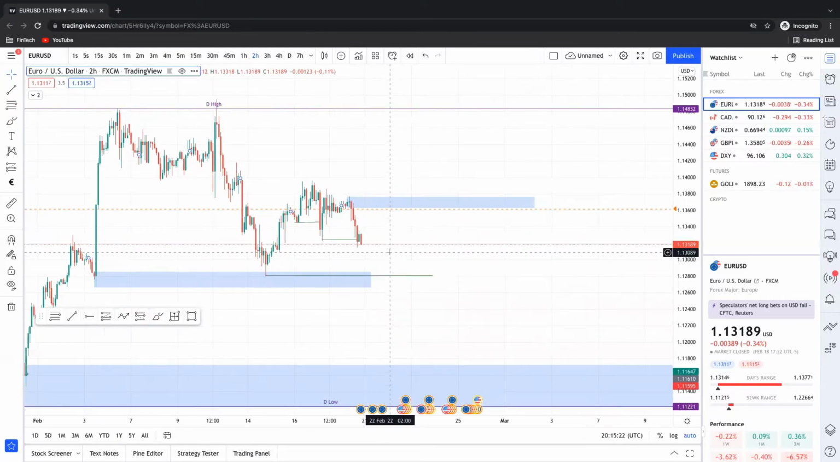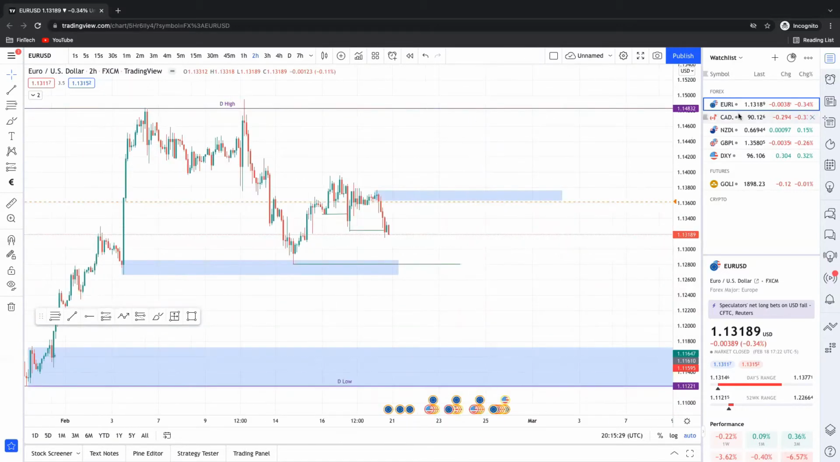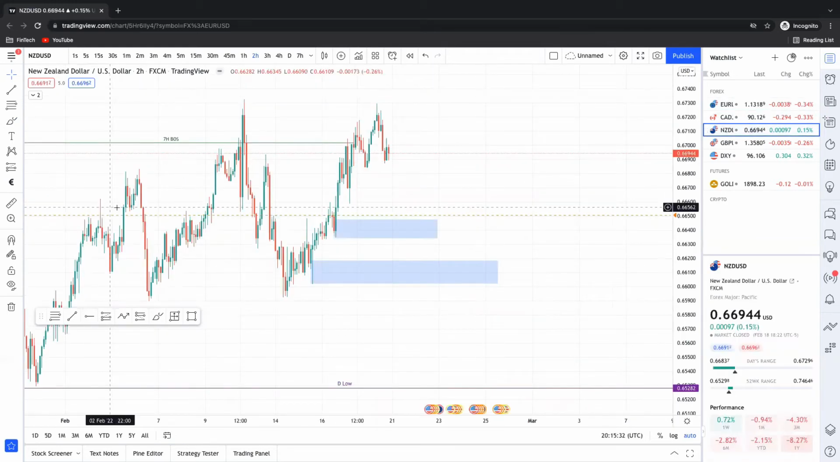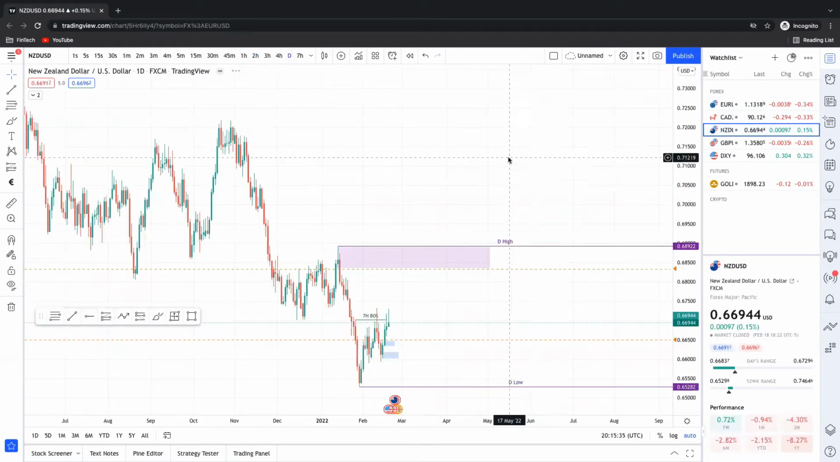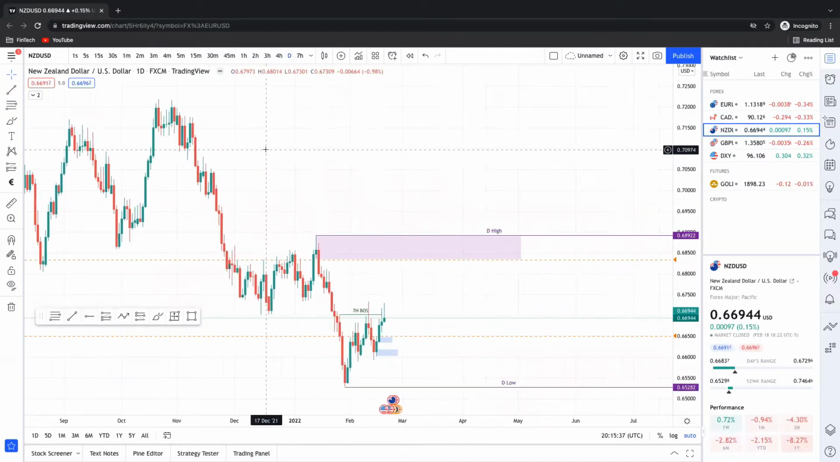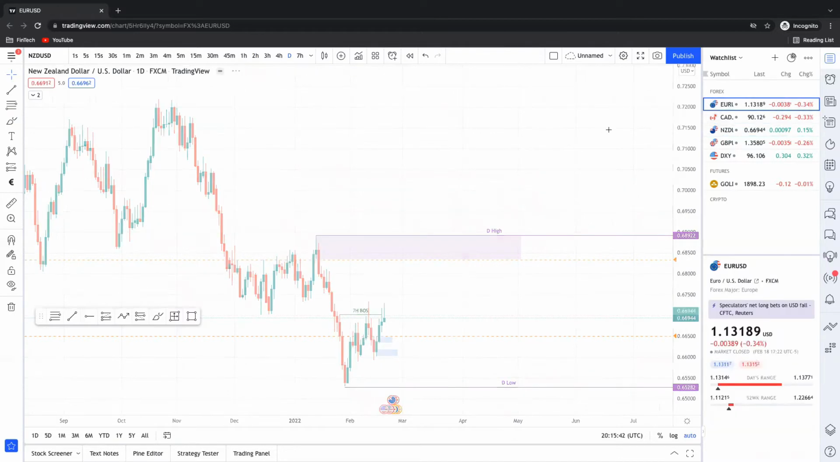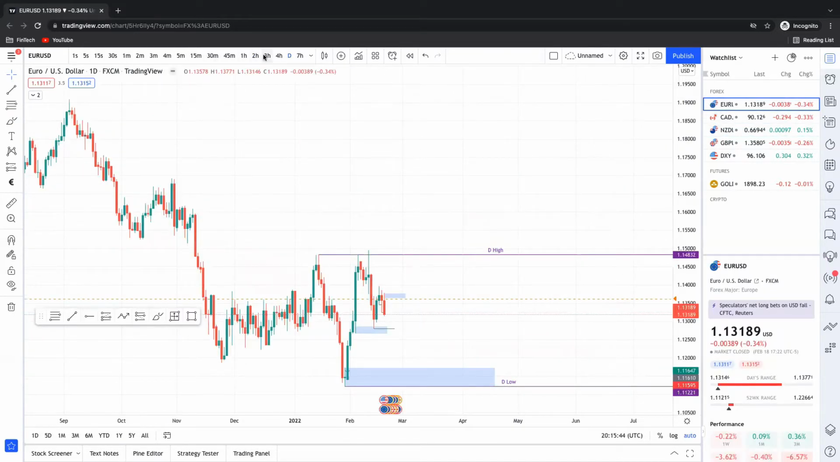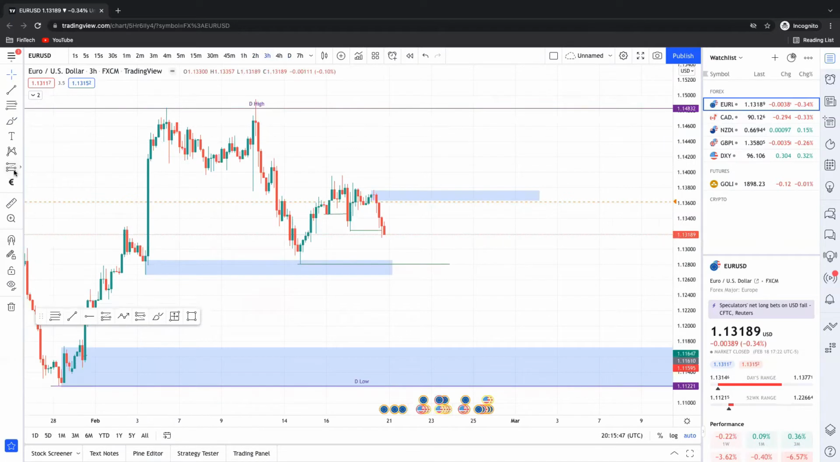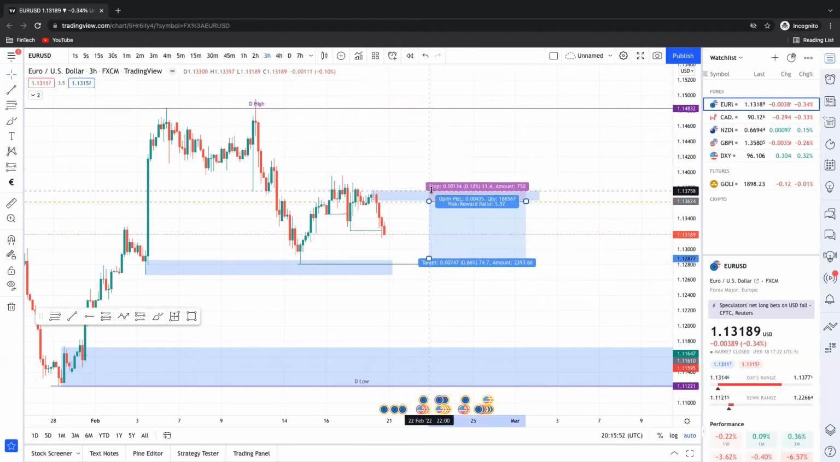Yes, so that is it for Euro Dollar. And let's go to the next pair then. Actually, sorry, on the Euro Dollar, this is one more practice I need to start. So this is what I'm looking at. Okay, short from here, at least to here.